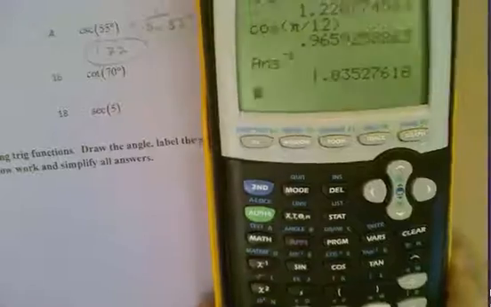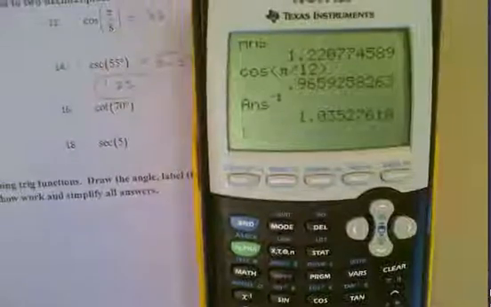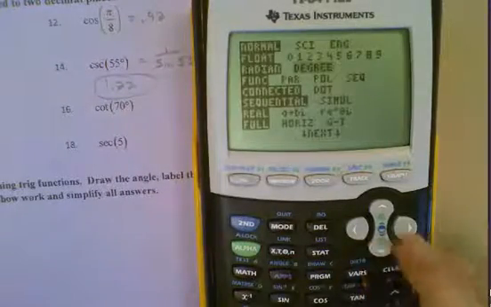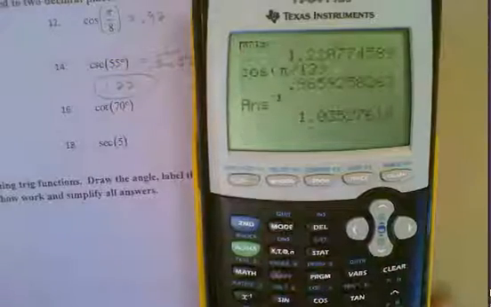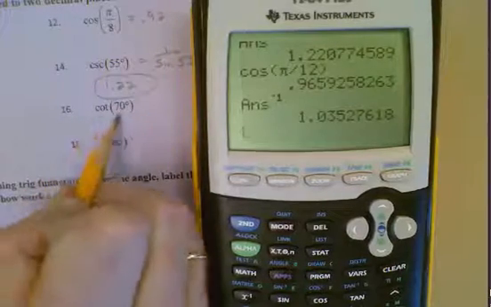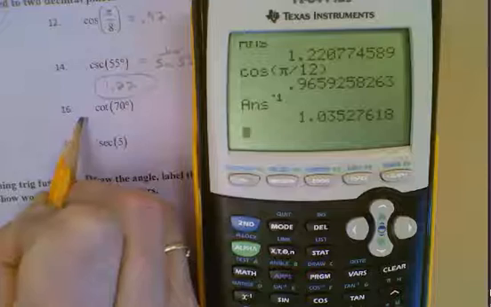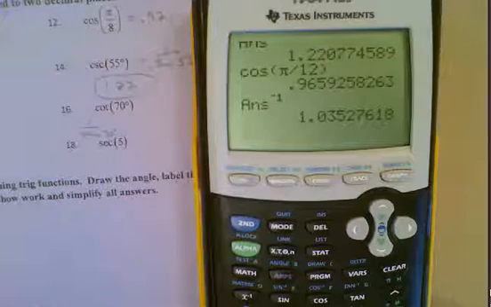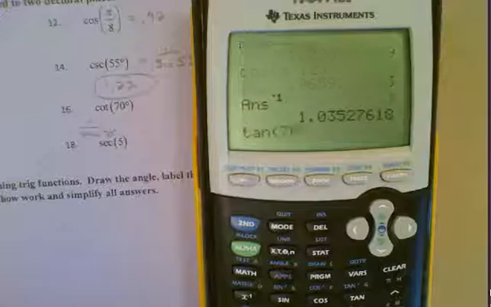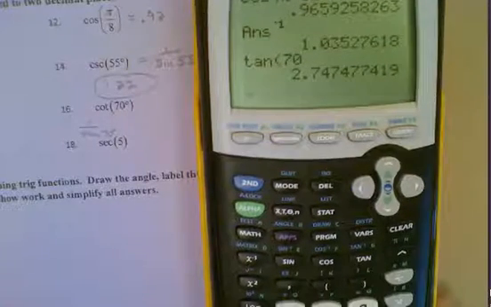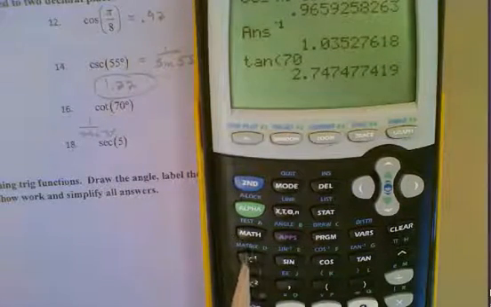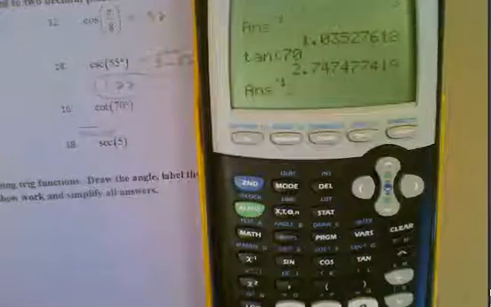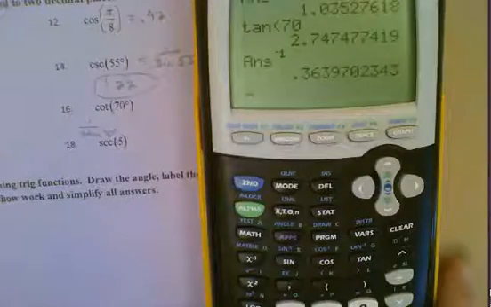Number 16 is in degrees, so I go down and change to degrees. I'm looking for the cotangent of 70, so I'm going to find the tangent of 70 and then take the reciprocal of that. So I take tangent of 70 degrees, get my answer, and then again, once I have my answer, I hit that x to the negative first button, my reciprocal button, and I get 0.36.